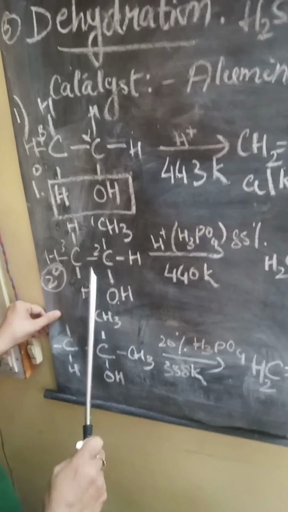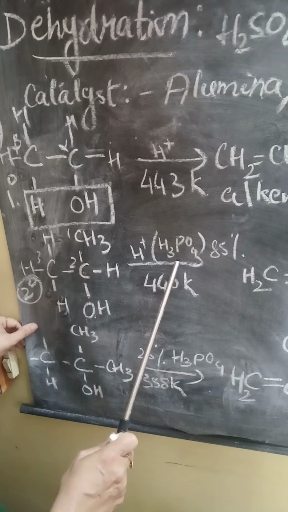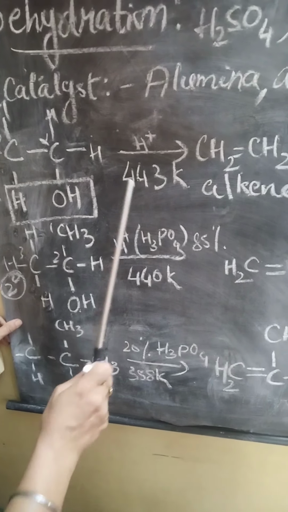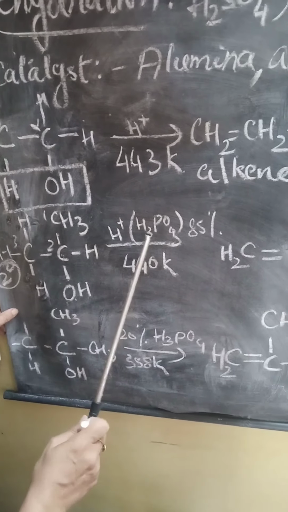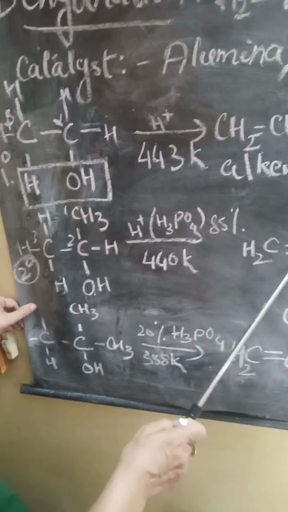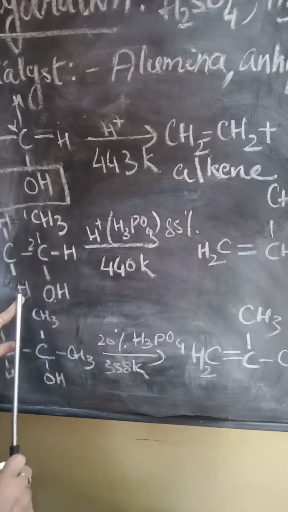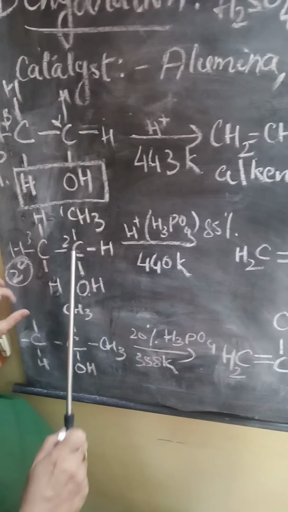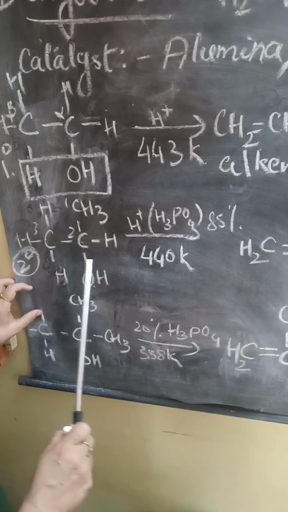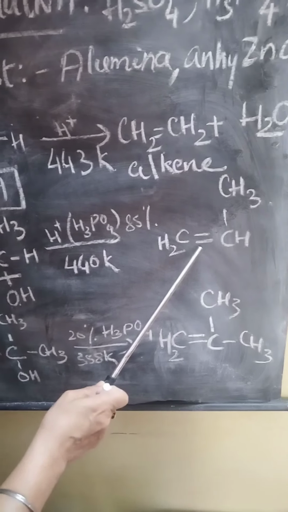This secondary alcohol does not need sulfuric acid. It can react with phosphoric acid under low temperature. You can compare the temperature also. Under low temperature, the removal of water can take place, resulting in the formation of some alkene. CH3, C, OH, and H has been removed. This bond has been broken. The carbon-oxygen bond has been broken from here, you can see, and thus forms the double bond, that is the alkene.